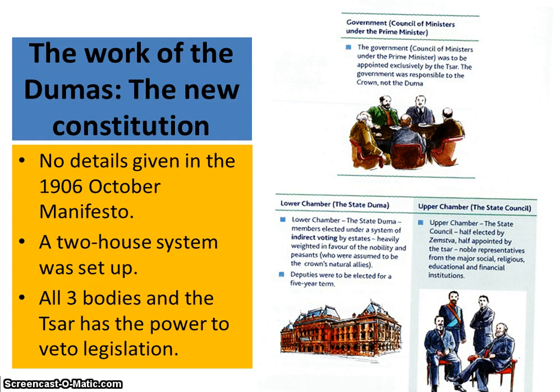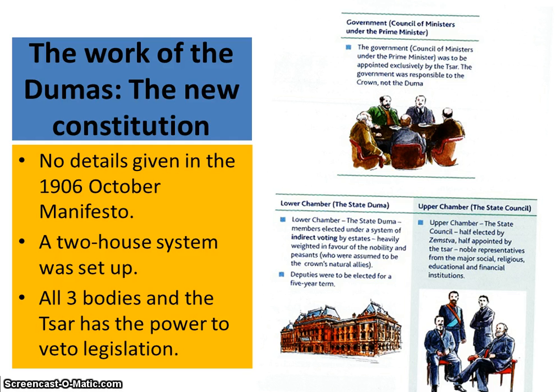Right next to that we have the upper chamber. Now the upper chamber, or the State Council, was half elected by the Zemstva and half appointed by the Tsar. So as you can imagine, this is essentially a body of noble representatives, which was aimed at representing major social and religious groups in Russia. Now what you'll also see is above that you have the government, or the Council of Ministers. These were hand-picked and exclusively appointed by the Tsar. And they were responsible to the crown, not to the Duma.